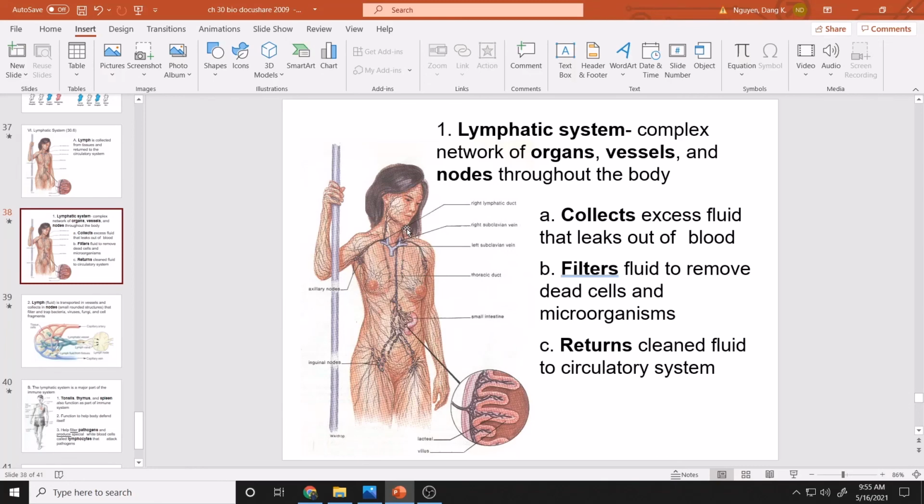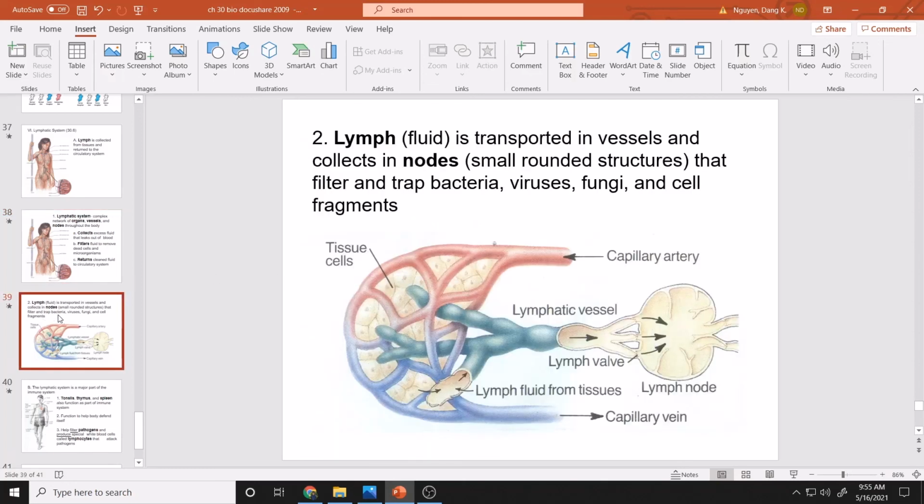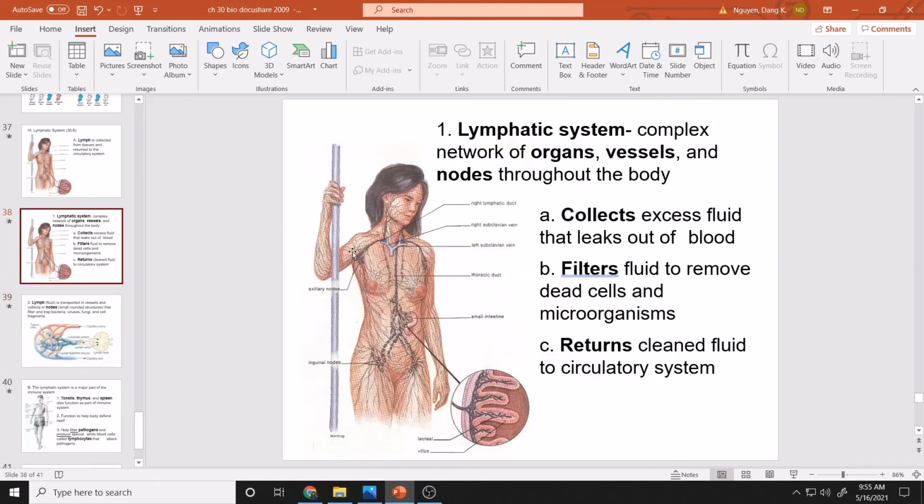So whenever you're feeling sick, or you feel like you're about to get sick, that's why you start to feel pain in these nodes, or they become inflamed, because there is an excess of fluid that's starting to make its way into those nodes. And what the lymph does is it filters and it traps bacteria, viruses, fungus, and other cell fragments, okay, which is why there's inflammation in those parts, right?